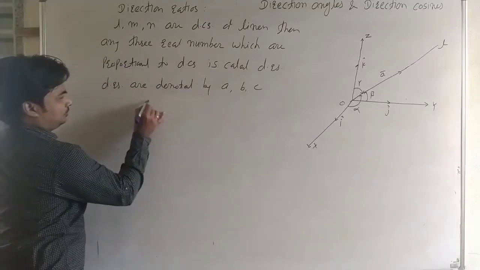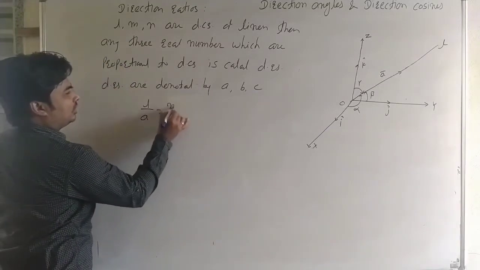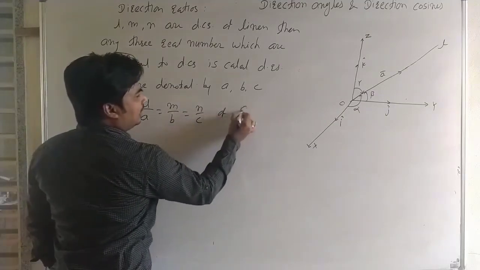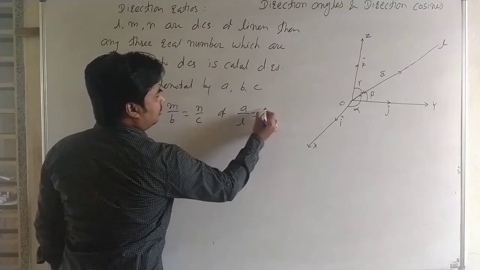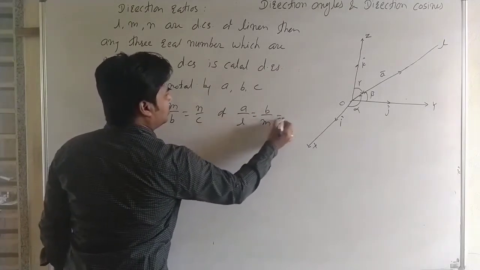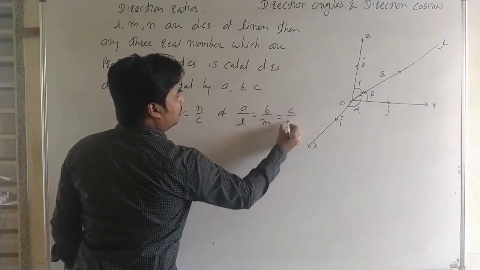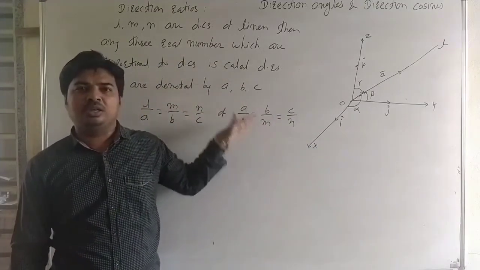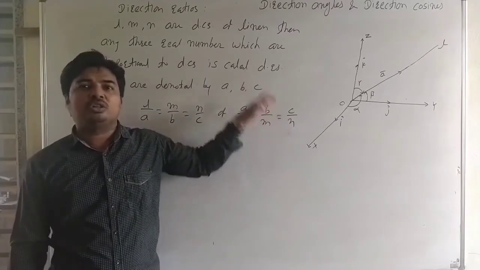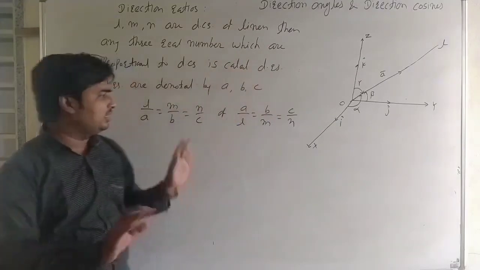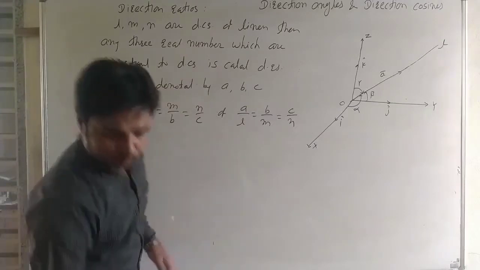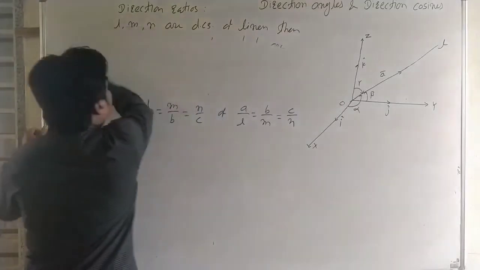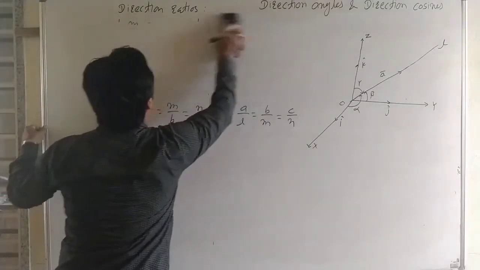That is, l upon a is equal to m upon b is equal to n upon c, or a upon l is equal to b upon m is equal to c upon n. Any three real numbers which are proportional to the direction cosines are called the direction ratios. Proportional numbers are infinitely many.